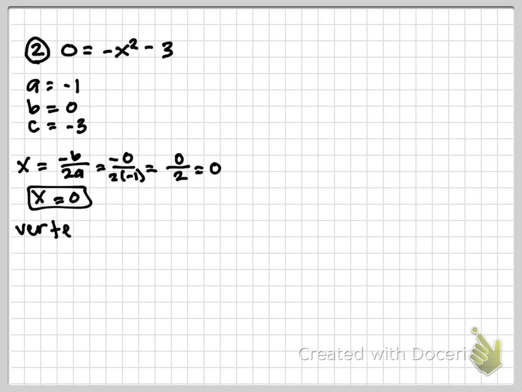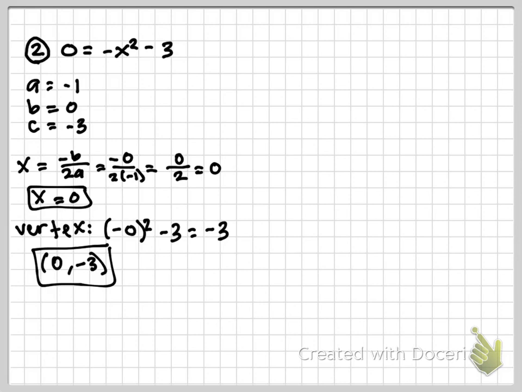My vertex, I'm going to plug 0 in for x. Oops. All right, I get negative 0 squared minus 3. 0 squared is 0. 0 minus 3 is negative 3. So my vertex is at 0, negative 3. Okay, if you remember, because this is a negative x squared, my parabola is going to open down, right? So this is going to be my highest point here because my parabola is going to open down.